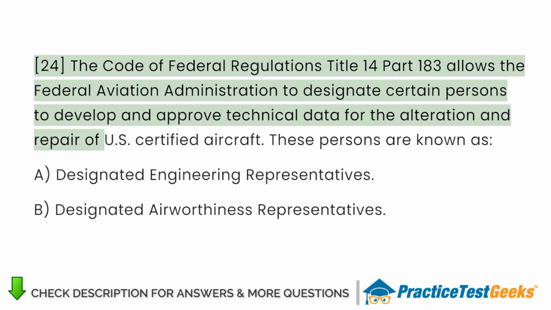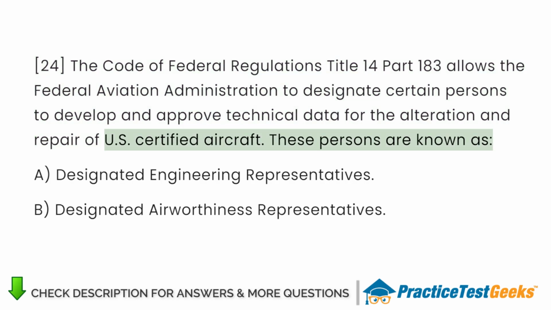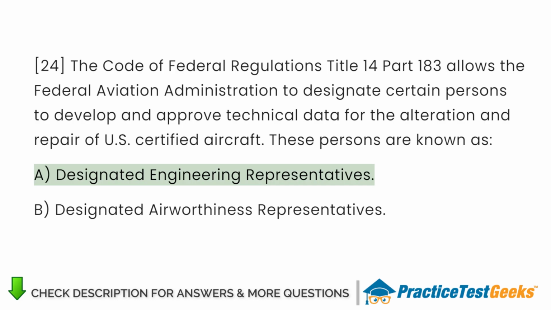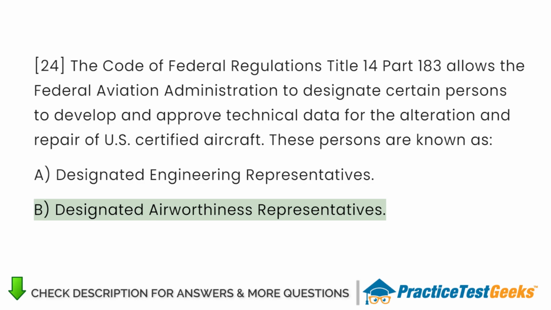The Code of Federal Regulations Title 14 Part 183 allows the Federal Aviation Administration to designate certain persons to develop and approve technical data for the alteration and repair of U.S. certified aircraft. These persons are known as A. Designated Engineering Representatives. B. Designated Airworthiness Representatives.